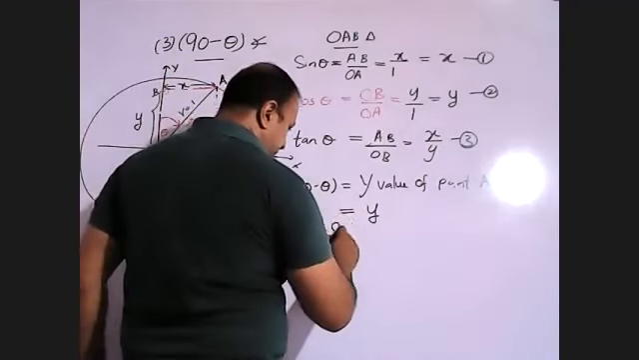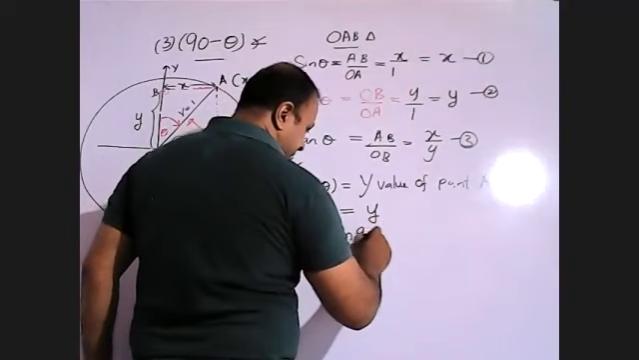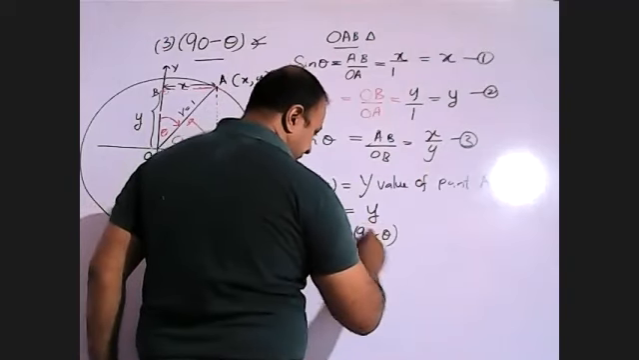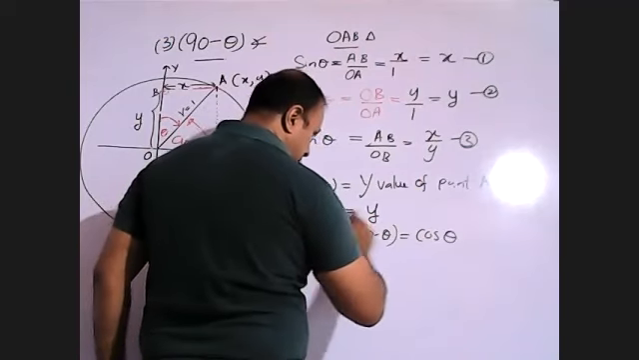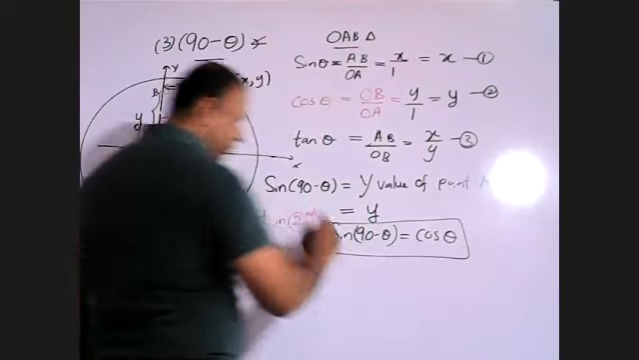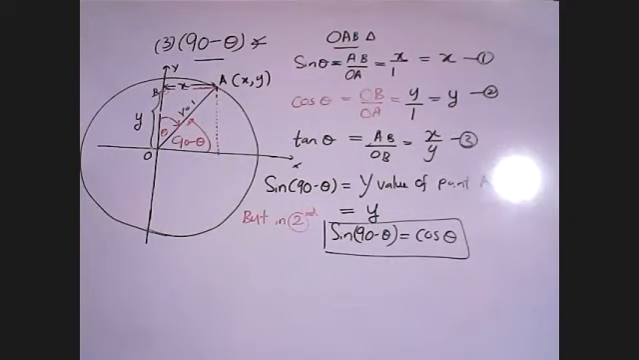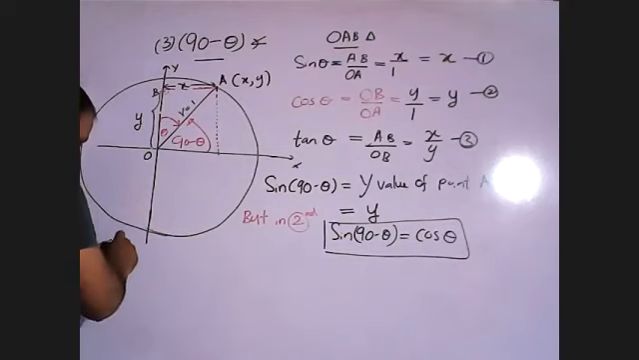Therefore, sin 90 minus theta is equal to cos theta. Very important one only. Then I can write a circular definition of cos theta, cos 90 minus theta.